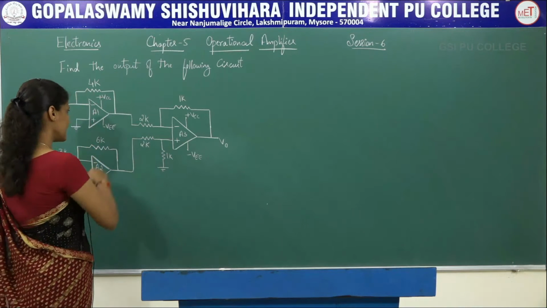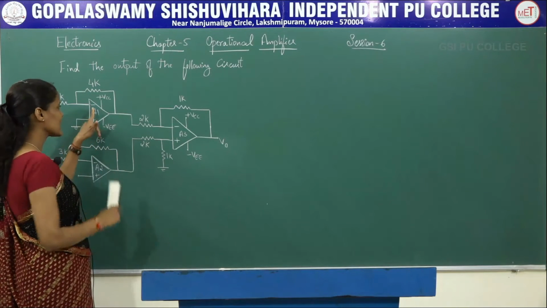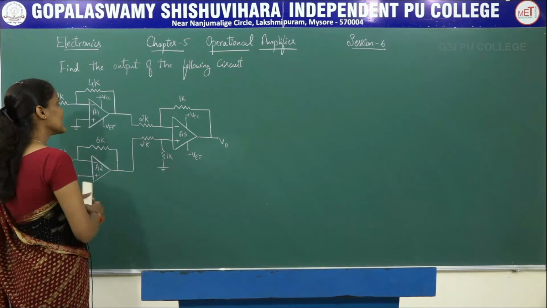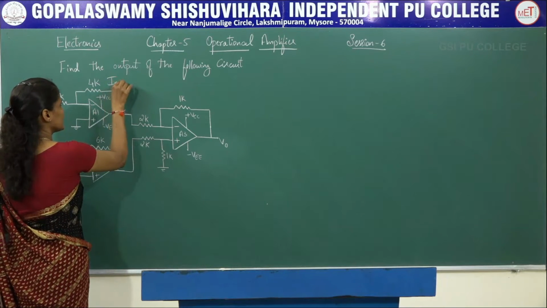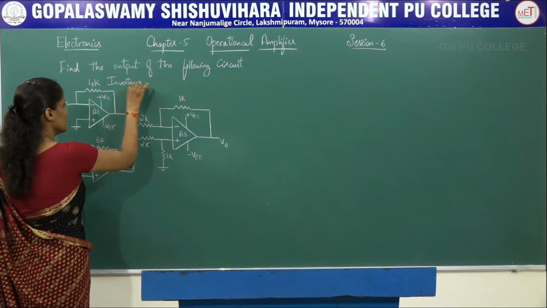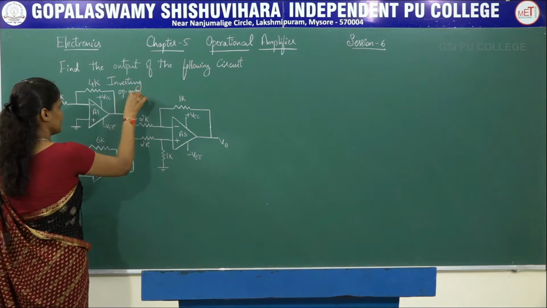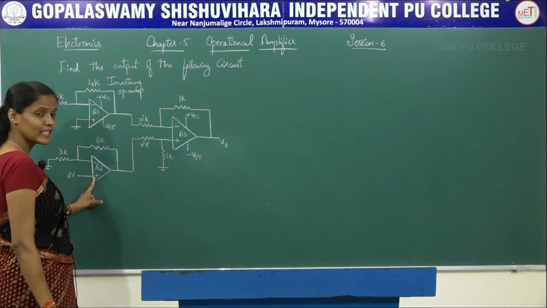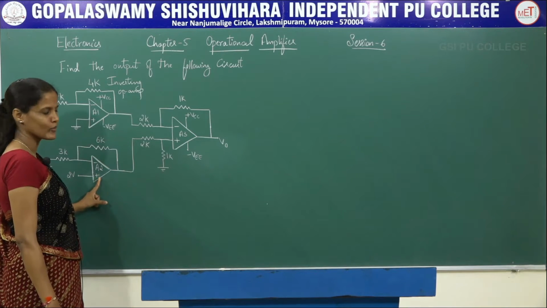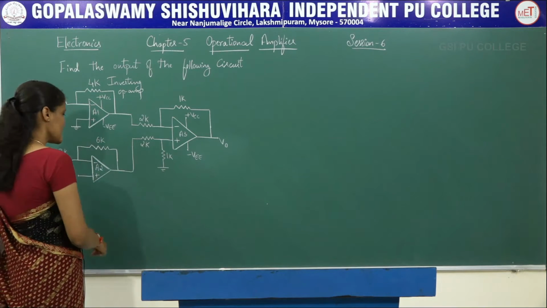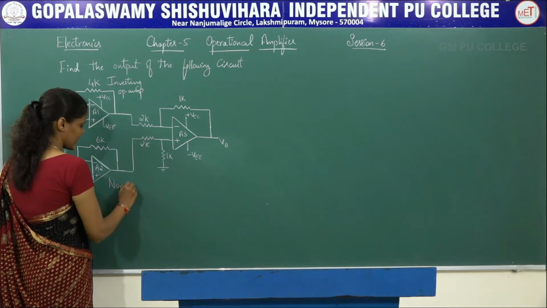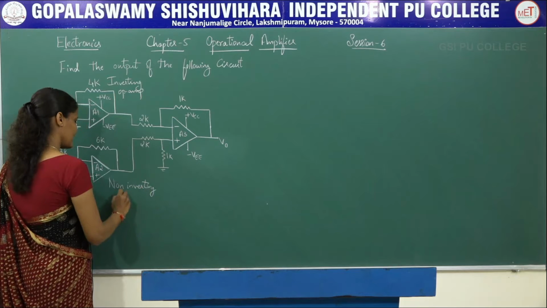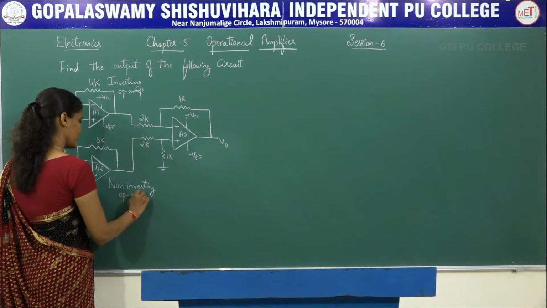In the first op-amp, that is A1, since the input voltage is connected to the inverting terminal of the op-amp, this is an inverting op-amp. Coming to the second amplifier circuit, since the input voltage is connected to the non-inverting input terminal of the op-amp, this is a non-inverting op-amp. This is very important in solving the problems of this chapter.